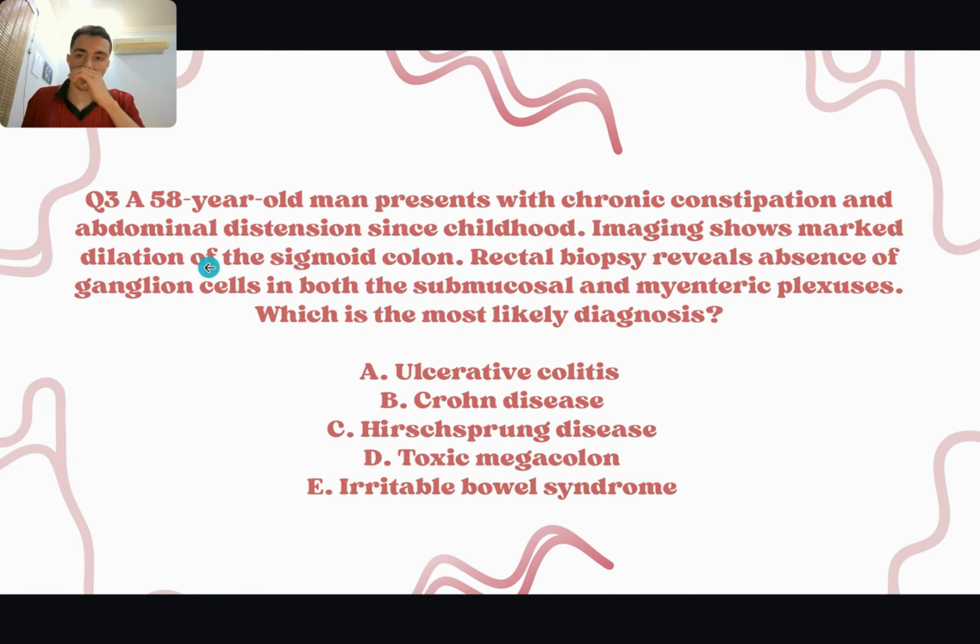Okay, this is the clinical scenario, the last one. A 50-year-old man presents with chronic constipation and abdominal distension since childhood. Imaging shows marked dilation of the sigmoid colon. Rectal biopsy reveals absence of ganglion cells in the submucosal and myenteric plexus. So there is an absence of the ENS, the enteric nervous system. What's the diagnosis going to be? It's going to be Hirschsprung disease. C. Right.